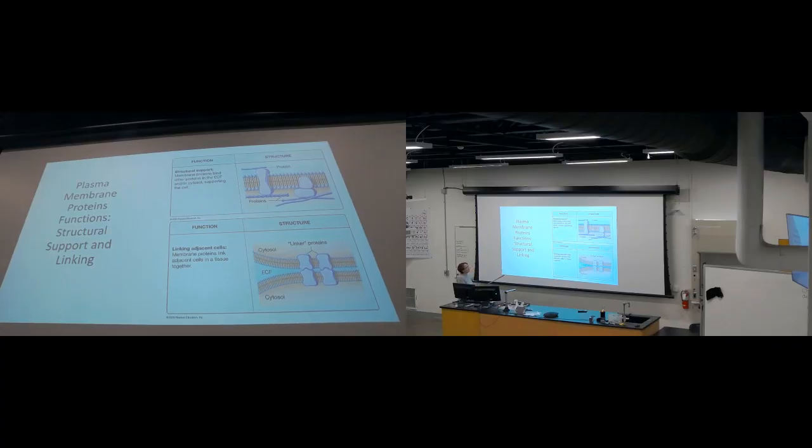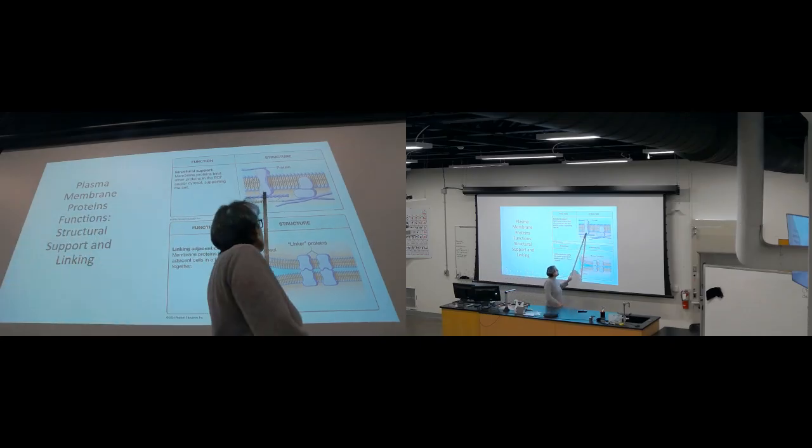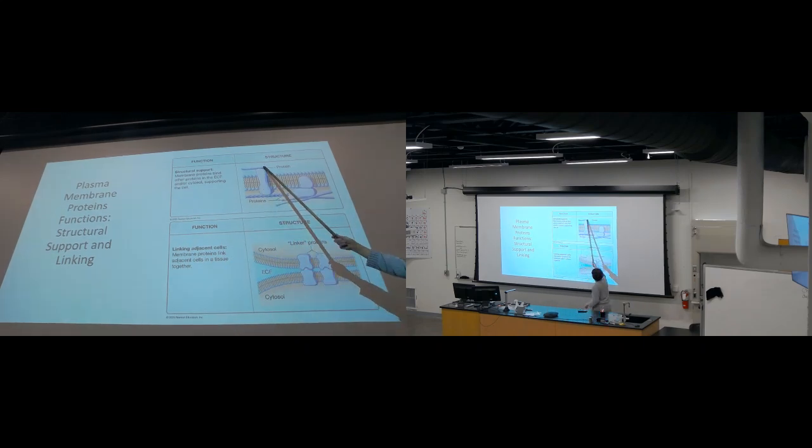Others give structural support, like transmembrane proteins attaching to extracellular proteins found in the extracellular matrix, or attaching to cytoskeletal proteins. That gives strength, so the cell is anchored in both places and won't move as much. So they give structural support.